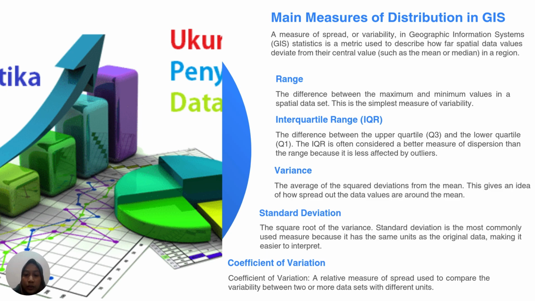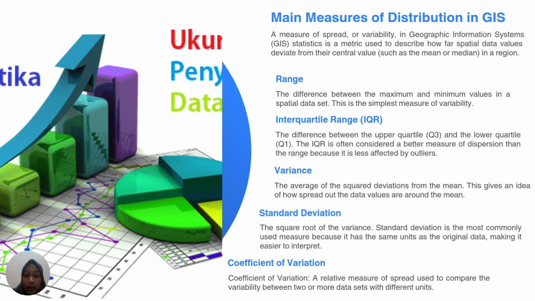Main measures of distribution in GIS. A measure of spread or variability in geographic information systems. GIS statistics is a metric used to describe how far spatial data values deviate from their central value, such as the mean or median in a region. Range, the difference between the maximum and minimum values in a spatial dataset. This is the simplest measure of variability.